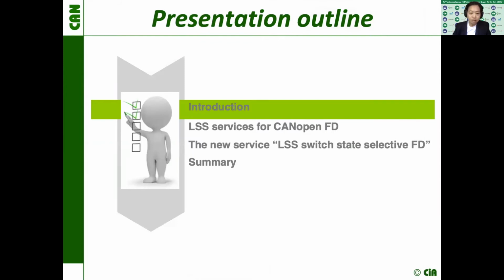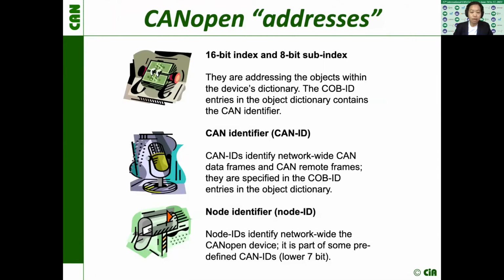So at first, I would like also to remind some relevant basic knowledge, and Mr. Philip has also mentioned something. As most know, in CANopen networks, there are three types of addresses.